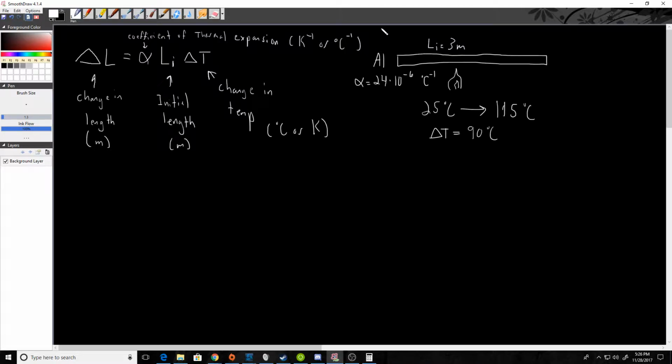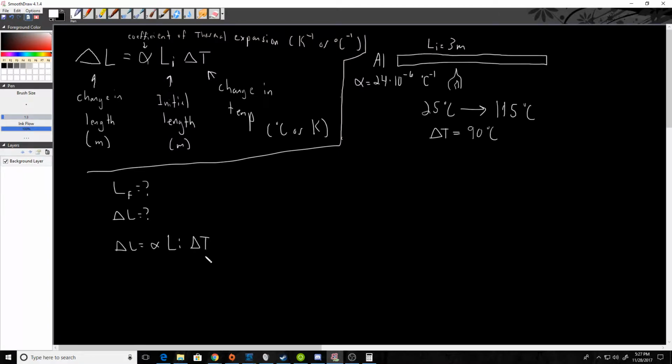So let's ask the question: what's the new length of the rod? I want to know what the final length of that aluminum rod is. Well, in order to find the final length, I'm first going to have to find the change in length. And to do so, I know that change in length is equal to the coefficient of thermal expansion times the initial length times the change in temp. So now I already figured out what these numbers are.